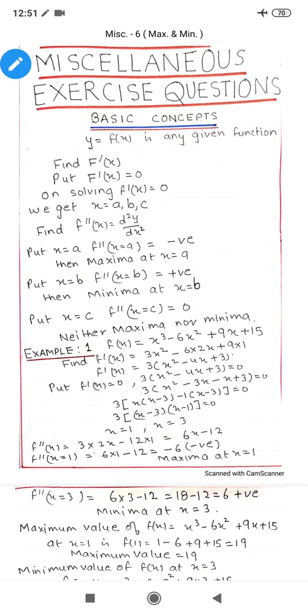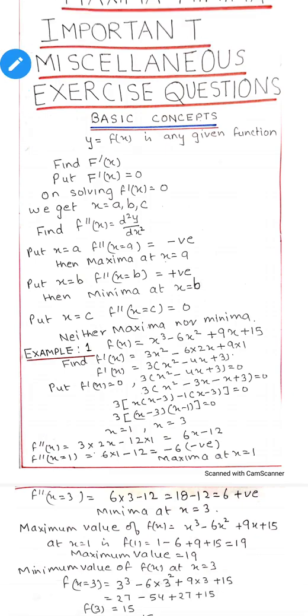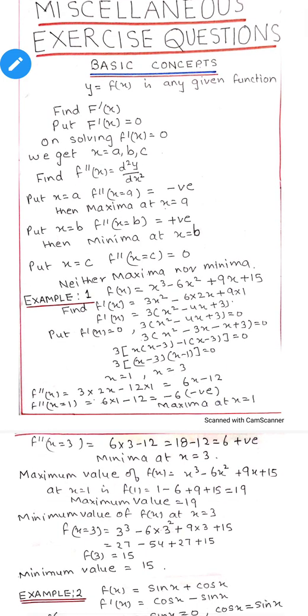On solving, we get f'(x) equal to 0, and we get x is equal to a, b, and c. Find f''(x), that is d2y by dx square. Put x is equal to a in f''(x). If we get a negative sign, then maxima at x is equal to a. If x is equal to b is put and there is a positive sign, then it is minima at x is equal to b. If we put x is equal to c in f''(x) and 0 comes, it is neither maxima nor minima.